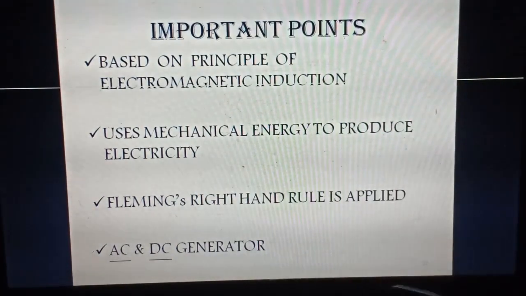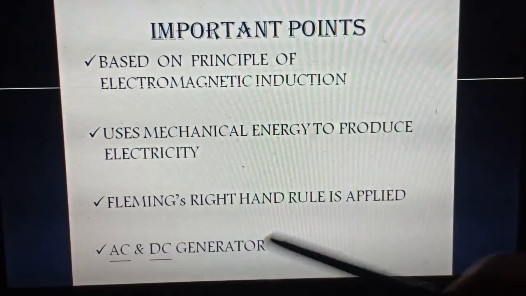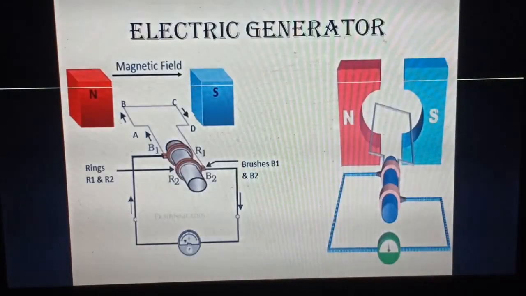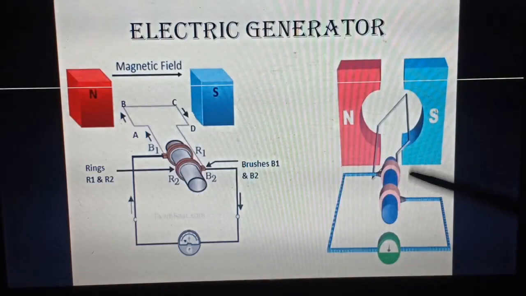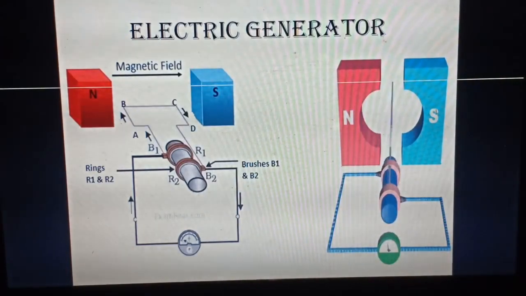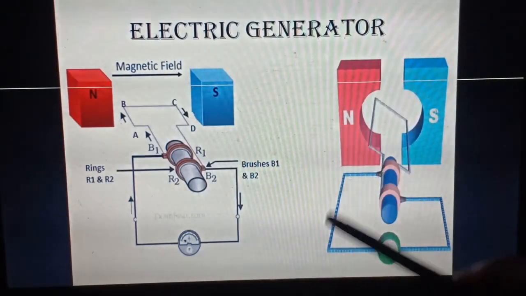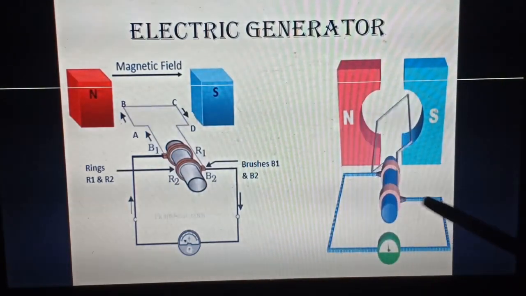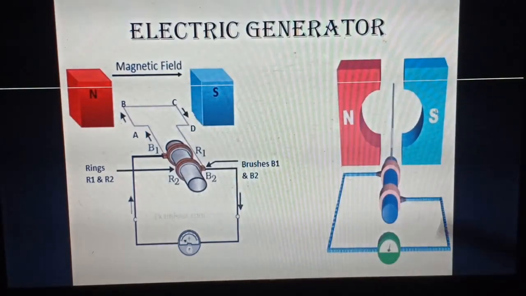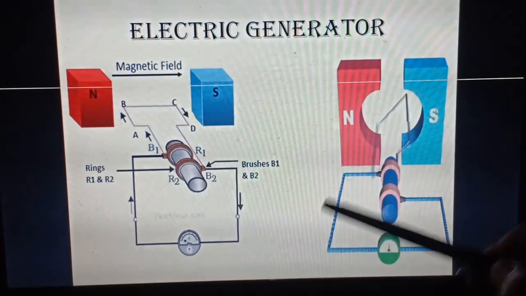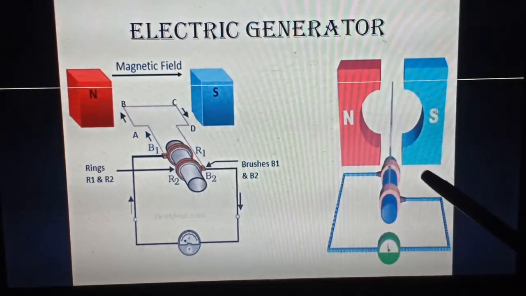Now I have said that this kind of generator produces AC current. What is a DC generator? This AC generator can be converted into a DC generator. How? DC means there will be a steady flow of electric current through the circuit, but here it is not a one directional or steady flow of current. Here the direction is changing at a time interval, but in DC current the polarity does not change. It's a one directional flow of current.